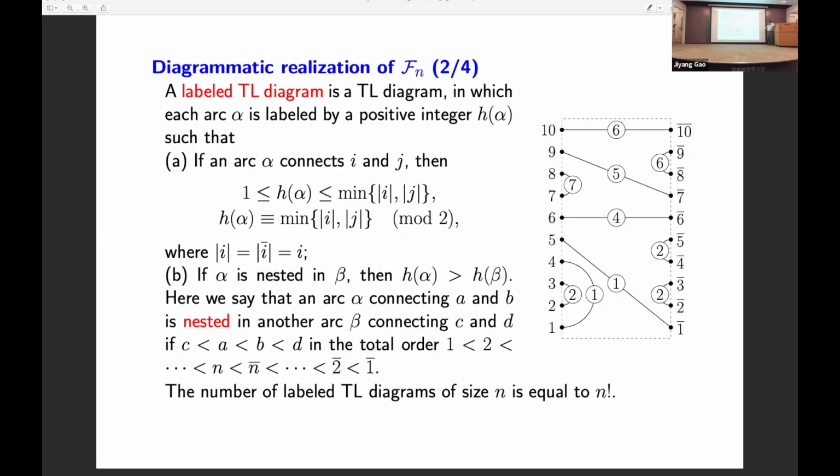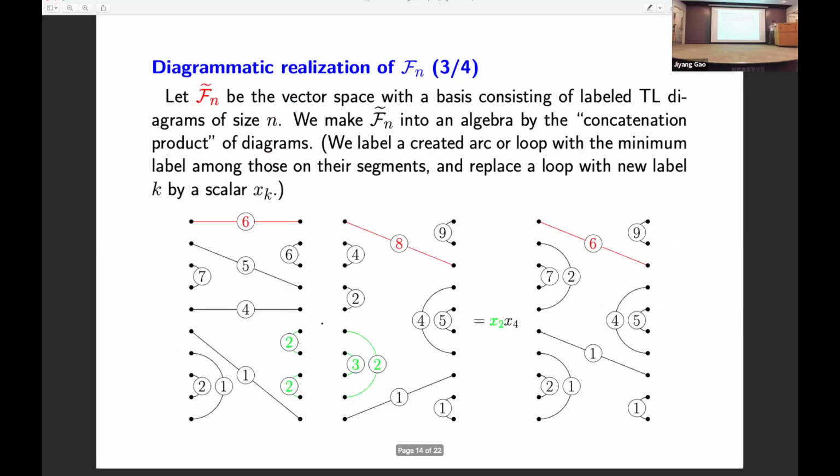So then, the developments show that the number of level temporary diagrams of size n, so there is a 2n bar, is equal to n factorial. So let F2 line be a vector space with basis consisting of level temporary diagrams. So this is the n factorial dimensional vector space.